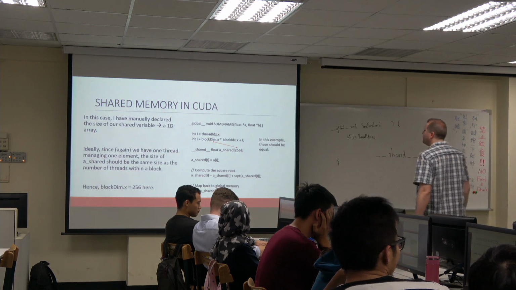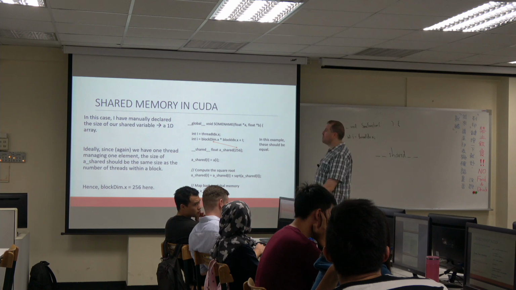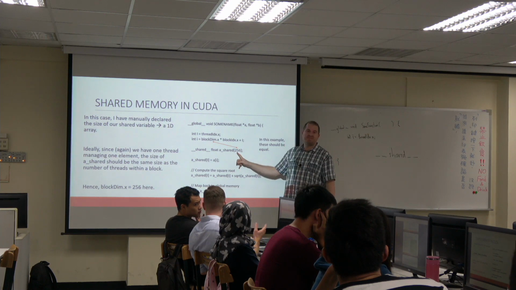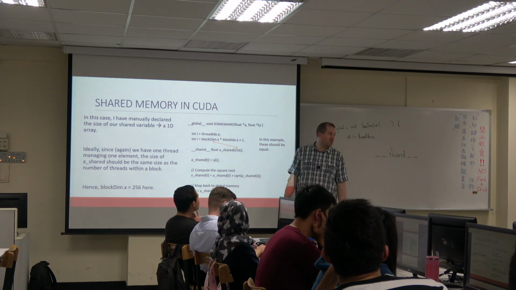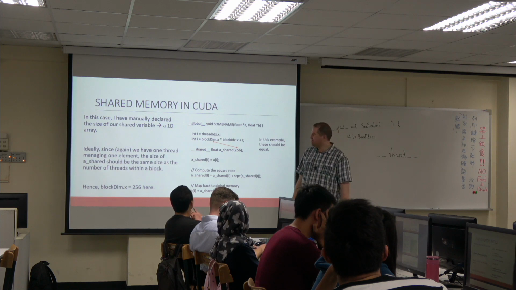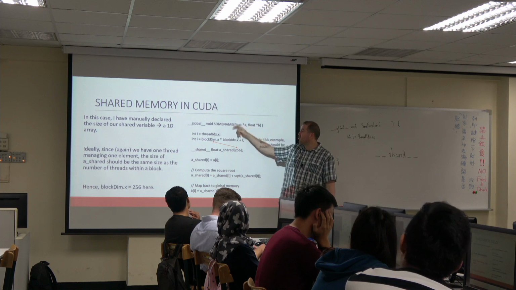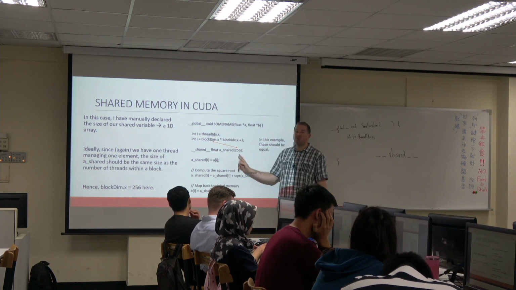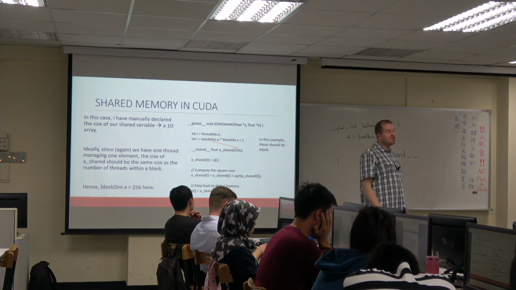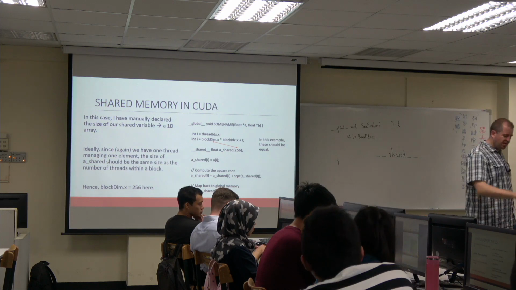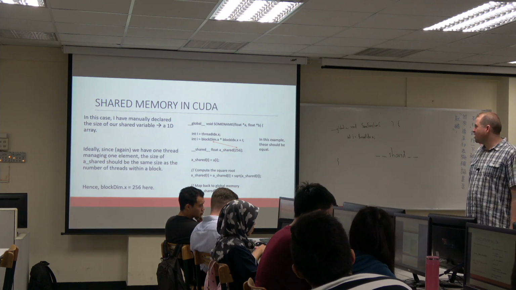Now, we have to be careful. Remember, I can't write blockDim.x here. It doesn't work because I need a constant, and blockDim.x doesn't fit the bill. In this case, I know that I'm going to call this kernel with 256 threads per block, so I manually put in 256. If you want to try putting blockDim.x in there, knock yourself out. See what happens. Your compiler won't like it.